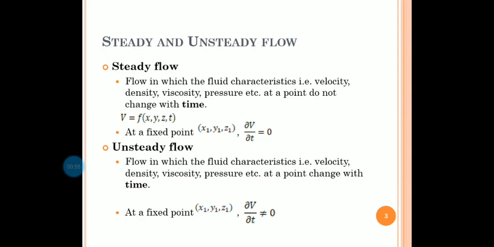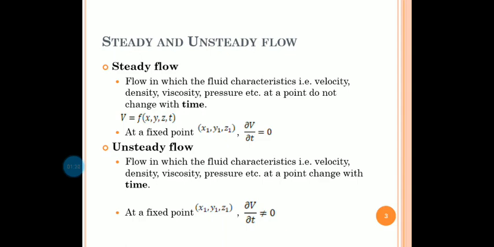So first of all, steady and unsteady flow. Flow in which the fluid characteristics such as velocity, density, viscosity, pressure, etc. at a point do not change with the time. So our velocity is a function of x, y, z and t. Then at a fixed point or position, say for x1, y1, z1, the change in velocity with respect to time is zero. It means velocity is also constant.